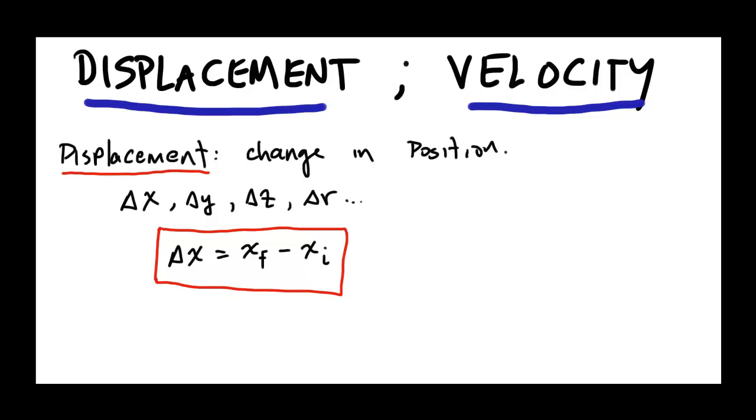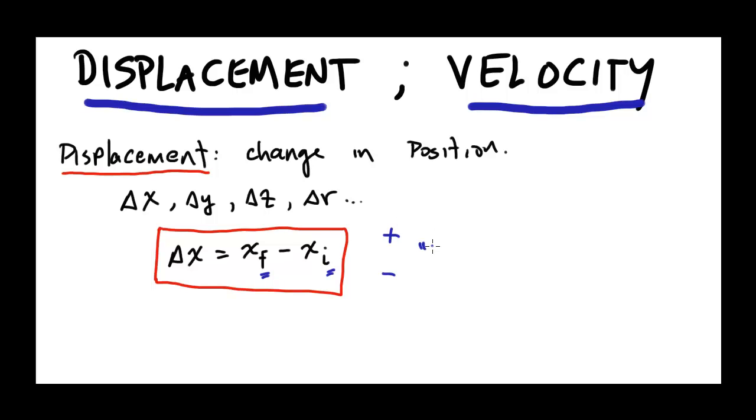It's important that it's final minus initial, and that's critical for the reason that the sign we get over here, whether this is positive or negative, matters. You get a positive displacement by having your final position be bigger than your initial position, and you get a negative value by having your final position be smaller than your initial position. I think you'll see that ends up being really, really important. So it can be positive or negative.